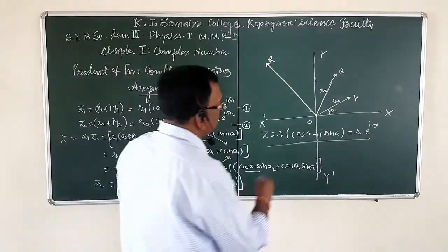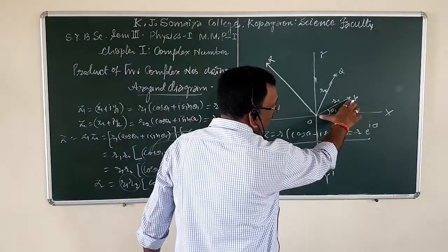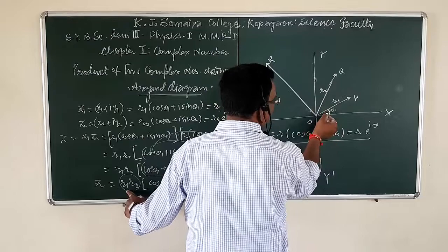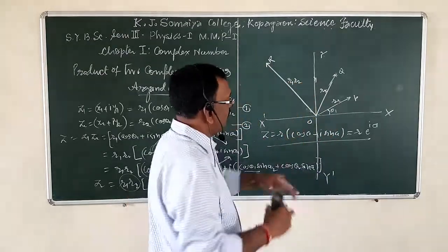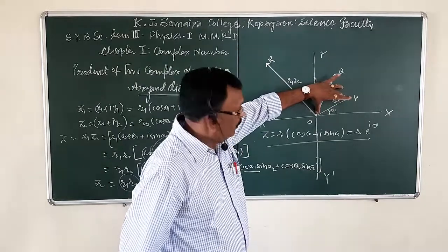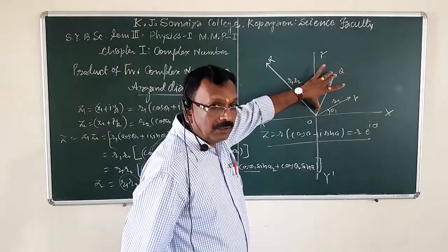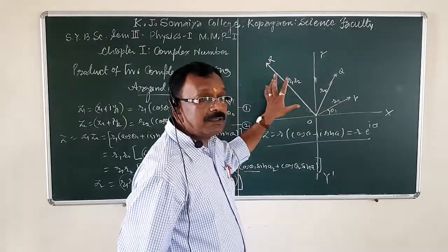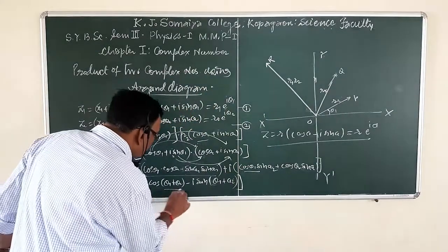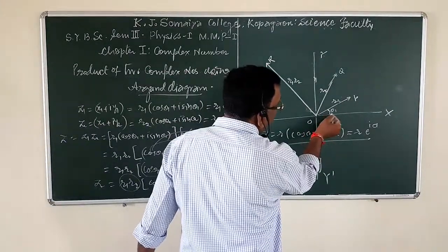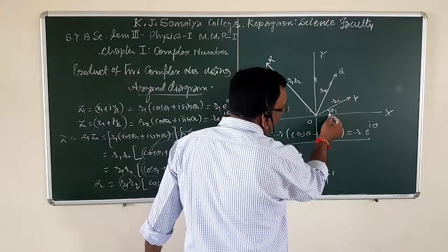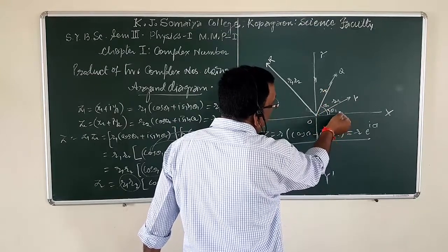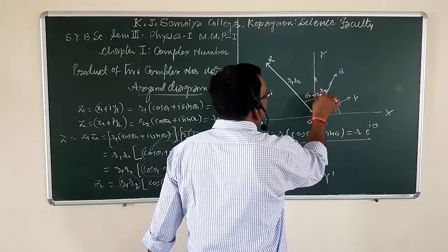what is the product? R1 is the modulus of the first position vector, R2 is the modulus of the second position vector, then what is the resultant modulus? R1 R2. Suppose 2 units is the length of the first vector and 3 units is the length of the second vector, then 2 into 3 is 6. And what about the phase angle? Suppose theta 1 is the phase angle of vector OP, theta 2 is the phase angle of vector OQ, and the resultant phase angle is theta 1 plus theta 2.